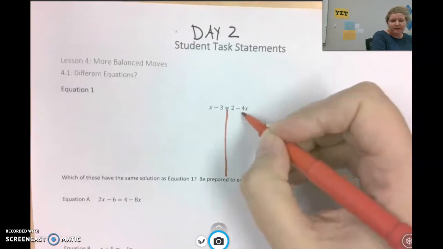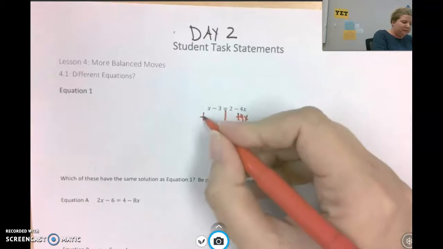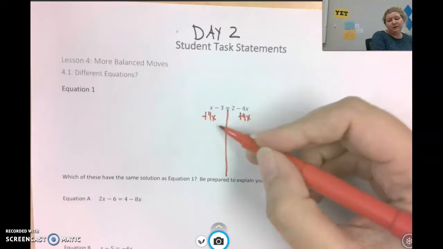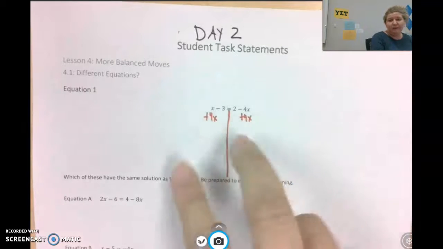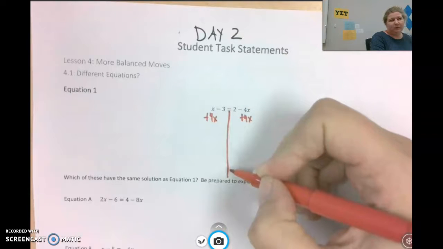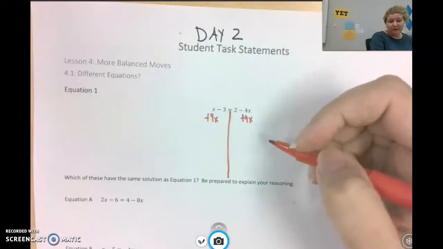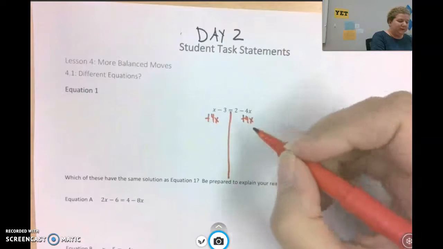To move this to the other side, what I would need to do is the opposite or inverse. I'm going to add 4x to each side. What I do on one side of an equation, I must do to the other. This line is just a reminder of the fact there are two sides of an equation, and I need to do the same on each side.